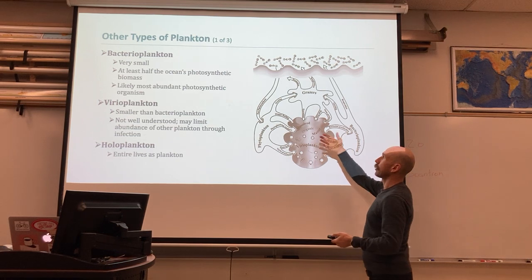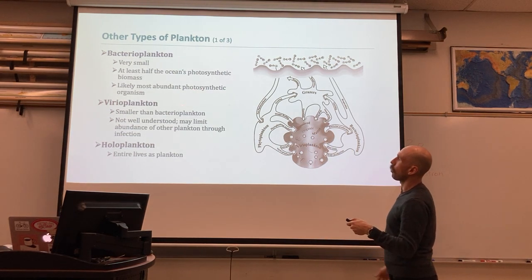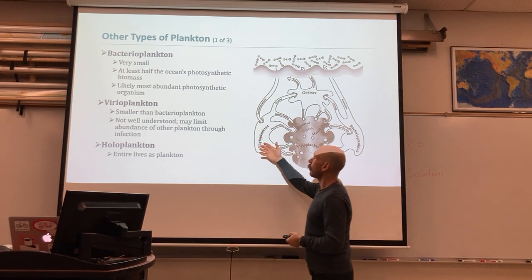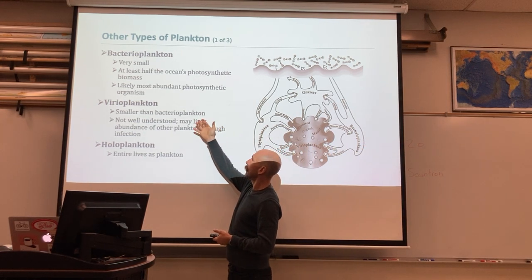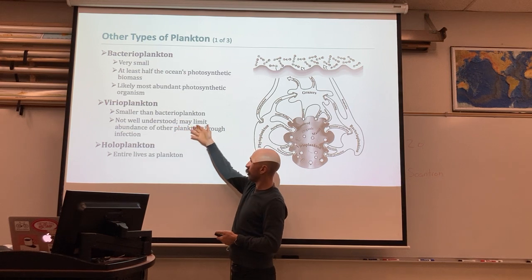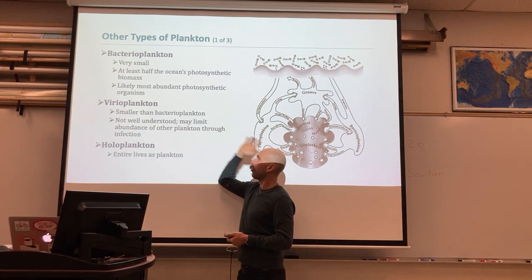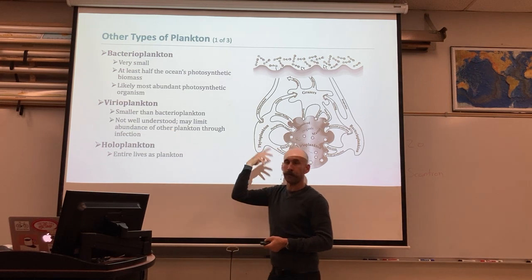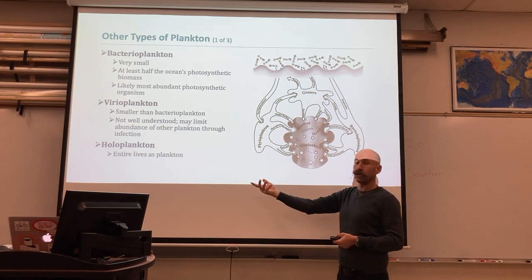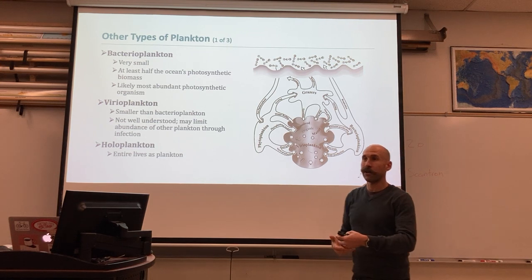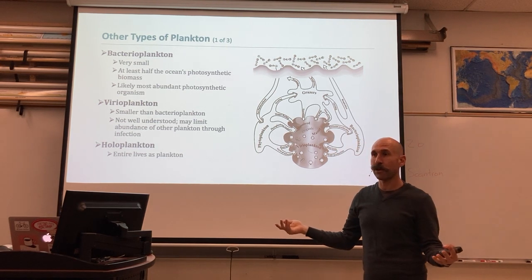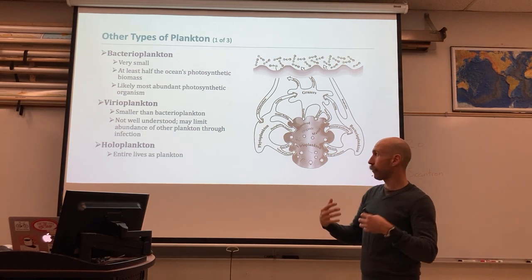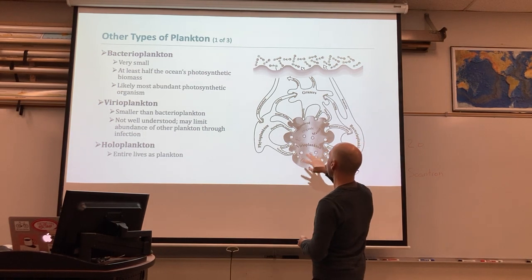Other types: bacterioplankton, which are very small, and virioplankton, which are not very well understood, but they're floaters in the ocean that are viruses that help to control the population of phytoplankton, so it doesn't get too abundant. You can think about there being 50% of the biomass of the ocean with this very small amount of species, just a lot of them. There needs to be some sort of population control.